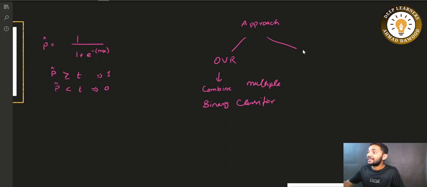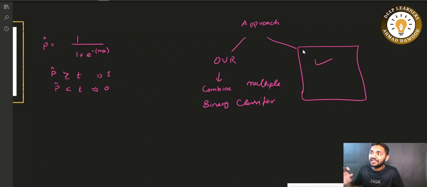There is another approach in which we make some changes in the structure of the logistic regressor, meaning in the equation and in the cost function of logistic regression, for the sake of obtaining a multi-class classifier. This approach we will discuss in the next session. For now, we will discuss the approach of combining multiple binary classifiers.